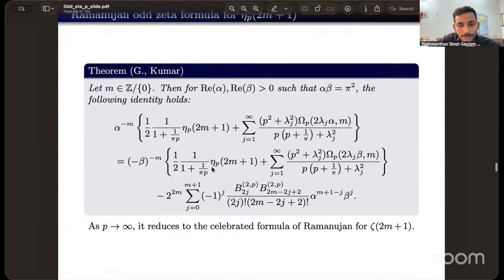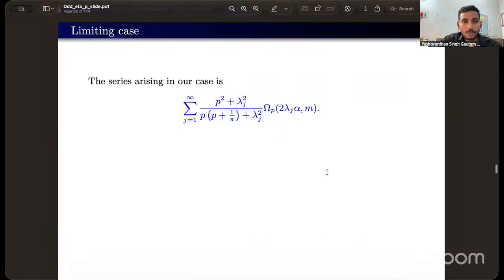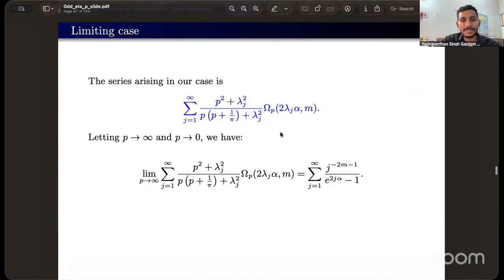Before going to what the implications of this are, we know how Bernoulli numbers behave at the limiting cases p tends to infinity and p tends to 0. We know how eta p functions behave as p tends to infinity and p tends to 0. Now we want to see how these infinite sums behave for p tends to infinity and p tends to 0. So let's take this infinite series first. If we take p tends to infinity in this infinite series, we have the Lambert type series that we have for the classical case of the Riemann zeta function, that is the infinite sum of j to the power minus 2m minus 1 upon this.